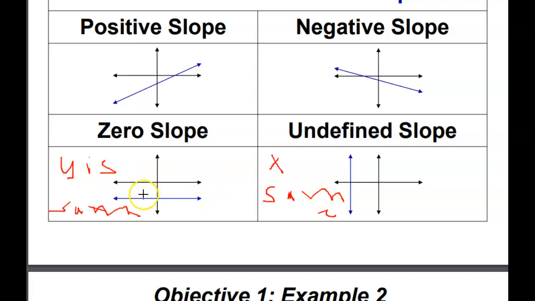0 slope is when you get a 0 on the top of the fraction for slope. Undefined slope is when you get a 0 on the bottom because you can't divide, and that gives us a vertical line, and the equation of this would be x equals a number. The equation of a horizontal line will be y equals a number. Okay, let's move on to another example.